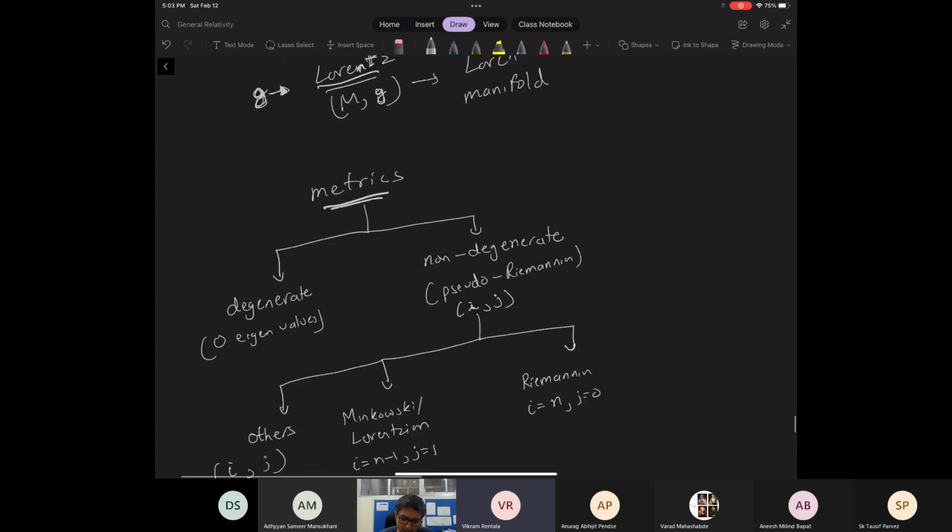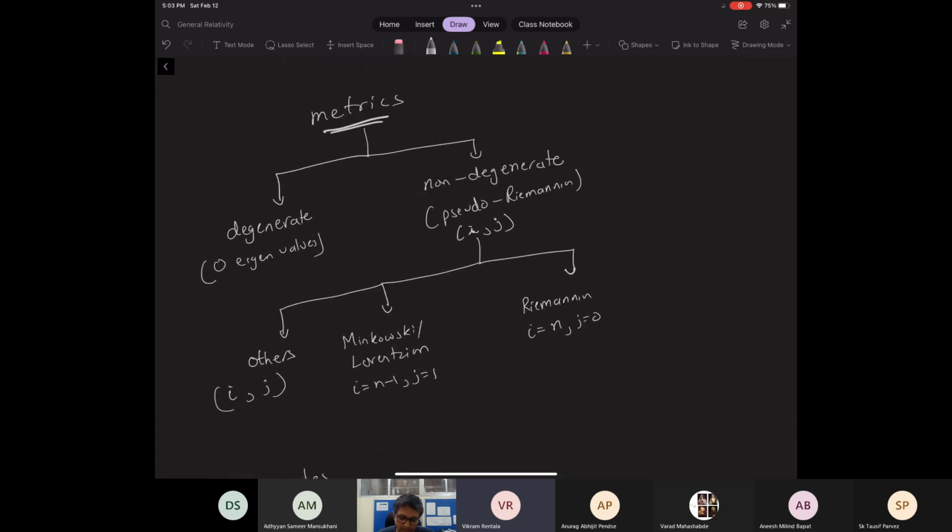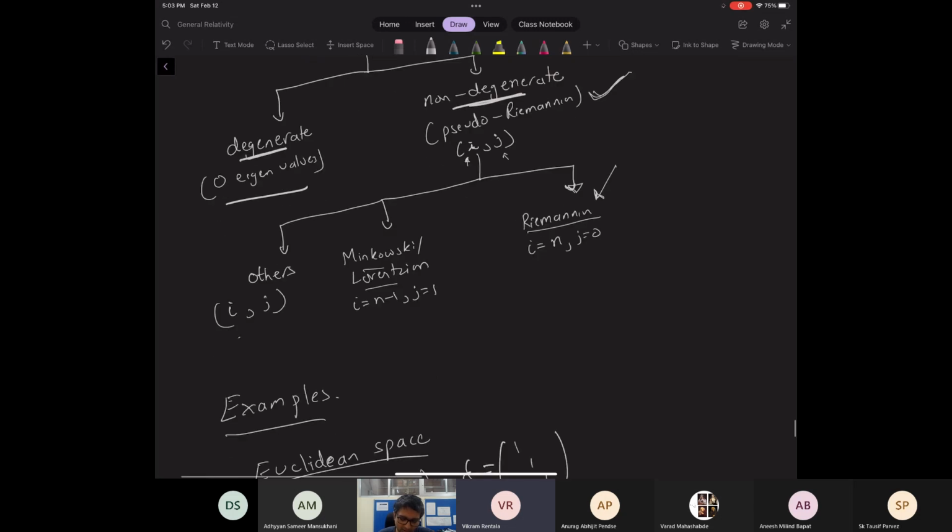So if I take the possible metrics that I can have, I can split them into degenerate metrics, which have 0 eigenvalues, and non-degenerate metrics. If I have a non-degenerate metric, then such a space is called pseudo-Riemannian. In general I will have some number of positive eigenvalues and some number of negative eigenvalues. If there are no negative eigenvalues, then the space is called Riemannian. If there is one negative eigenvalue, then such a space is called Minkowski or Lorentzian. And for other possibilities, you get other pseudo-Riemannian manifolds.